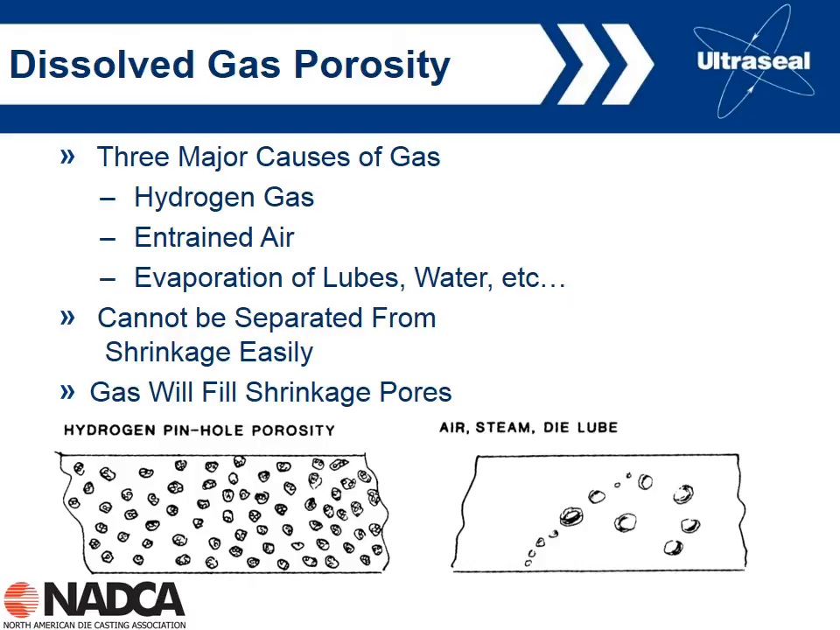If you've got too much lube on your die, or you've got water remaining in the casting, when the liquid metal comes in, it's going to heat them up, it's going to vaporize them, and it's going to cause entrapped lube or entrapped water vapor in the casting. It's very difficult, and this is part of the problem that we've been talking about, to separate the gas porosity easily from the shrinkage, because often the gas will actually fill the shrinkage pores. And so that's one of the reasons why it's a bit difficult to tell them apart.